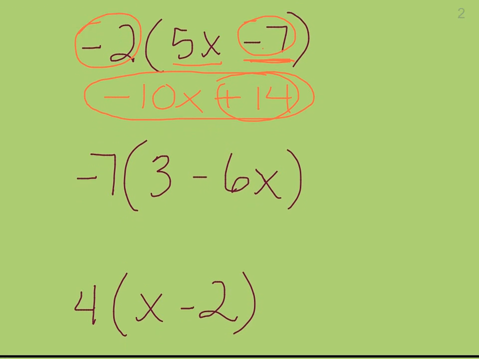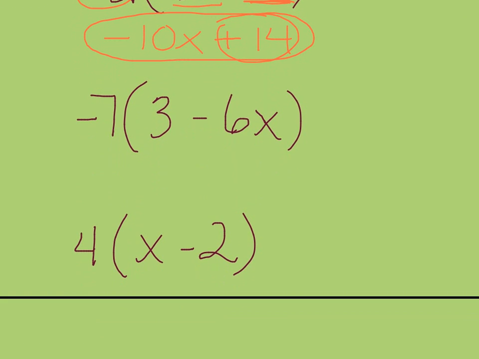Looking at this next one, we're going to multiply negative 7 times 3 minus 6x. So negative 7 times 3 is negative 21. And then negative 7 times a negative 6x. Again, the sign in front goes with it. So a negative times a negative is a positive. So positive 42x. And that is your answer.